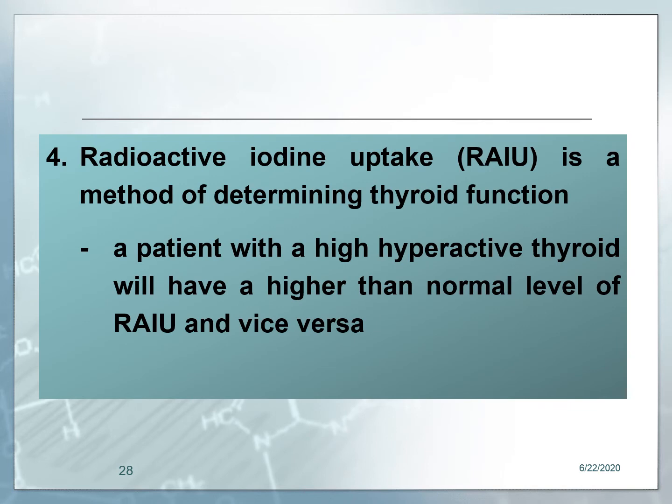A common method of determining thyroid function is radioactive iodine uptake, RAIU. Taken orally, the radioisotope iodine-131 mixes with the iodine which is already in the body. 24 hours later, the amount of iodine in the body which was taken up by the thyroid is determined. A patient with a hyperactive thyroid will have a higher than normal level of RAIU, and vice versa.